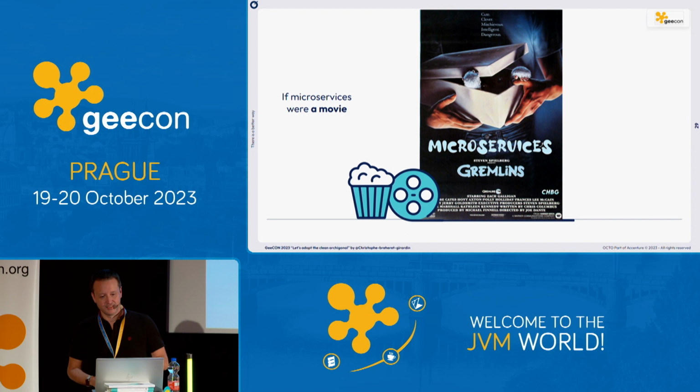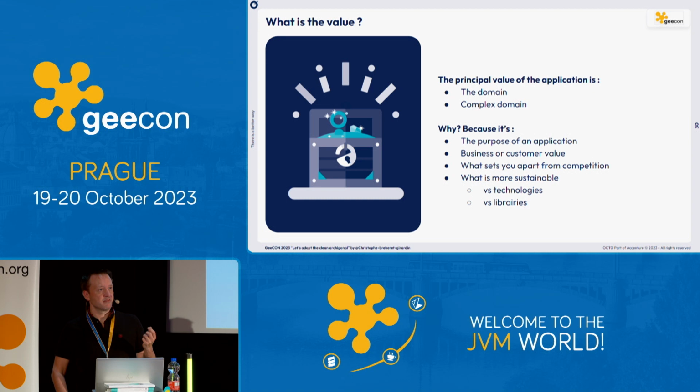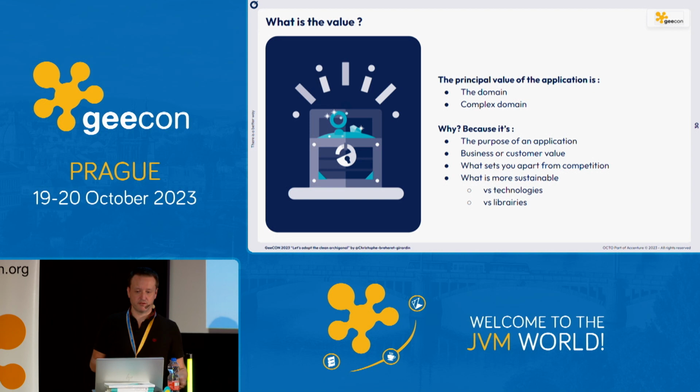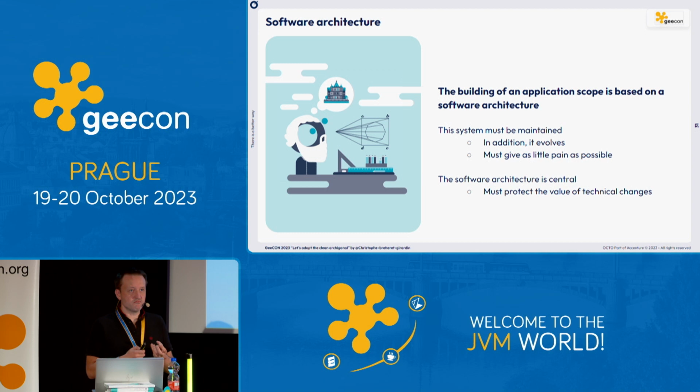Okay, the value of the application is the domain, the business, the complex domain. It's why you get money. It's what differentiates you from the competition, and it's more sustainable than the technology, the frameworks, the libraries that evolve very quickly. So you have to build a software architecture that is less pain for you, that you can change, that could be flexible, and protect you from the technical changes.